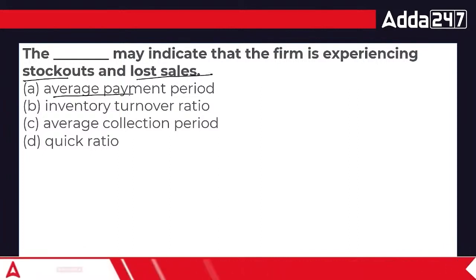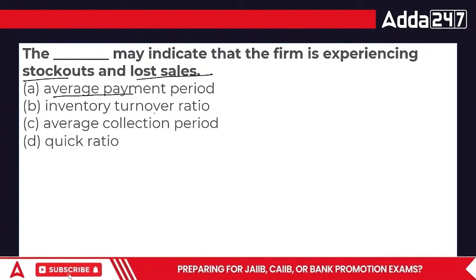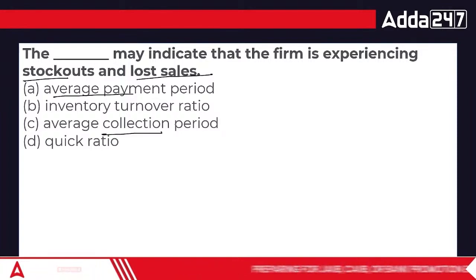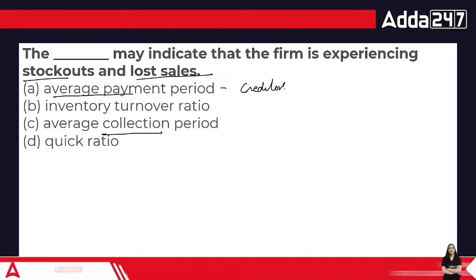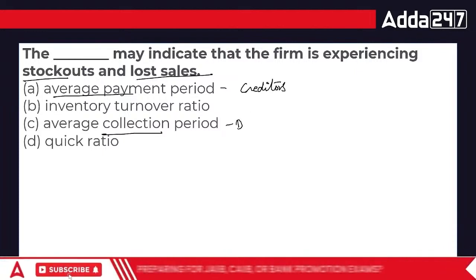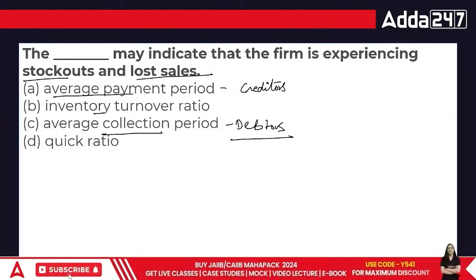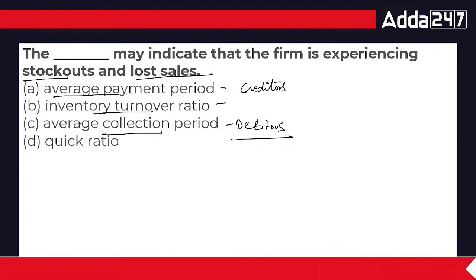Average payment talks about the money that you are paying to the creditors. Average collection is the money that you receive from the debtors. So this is related to the creditors. This is related to the debtors. So in this case, the correct answer is inventory turnover ratio. Under inventory turnover ratio, that is the movement of inventory.